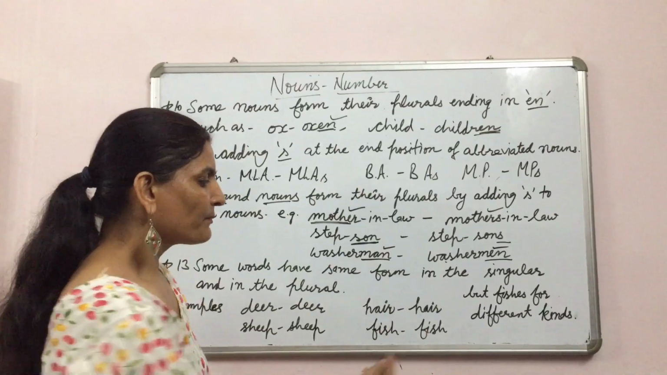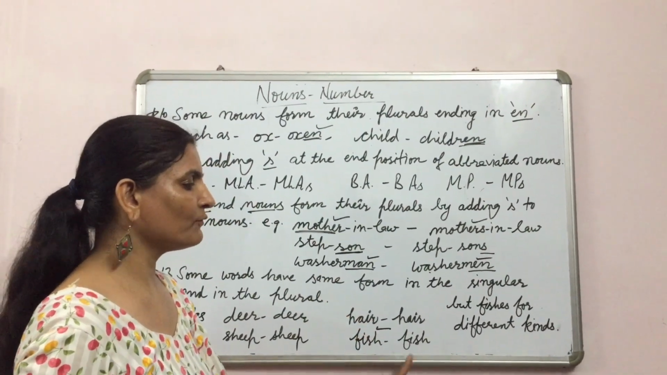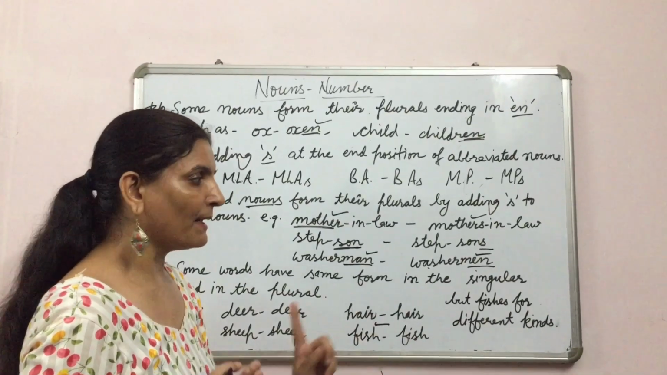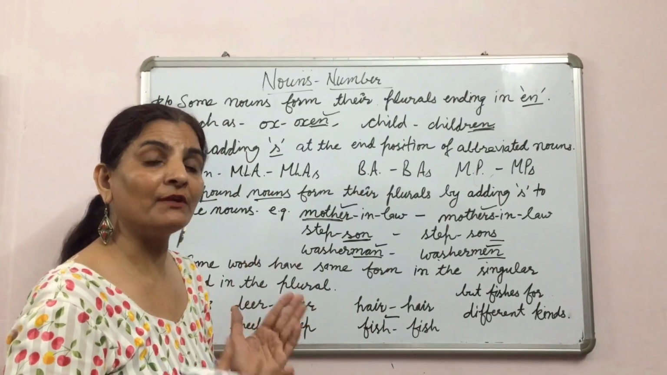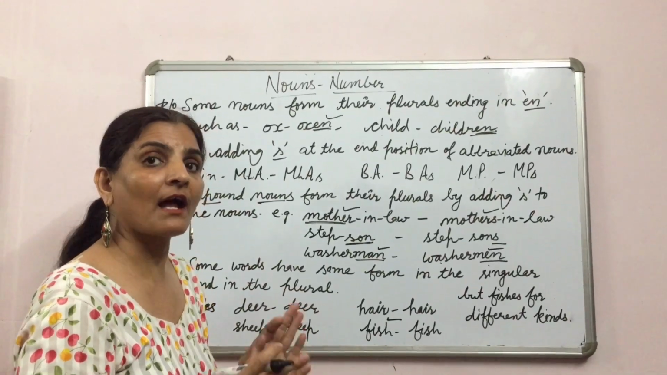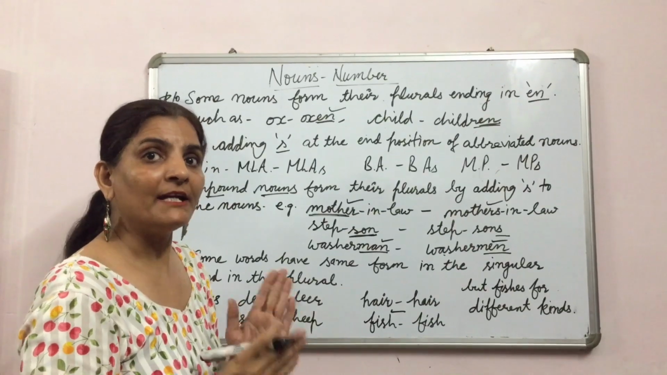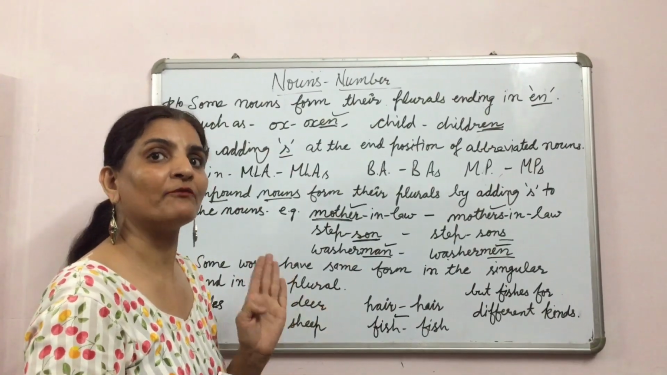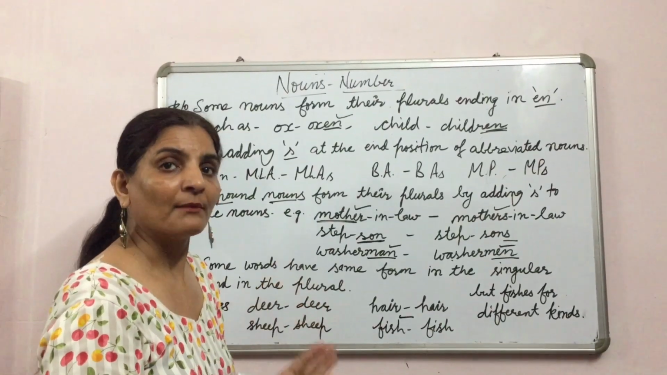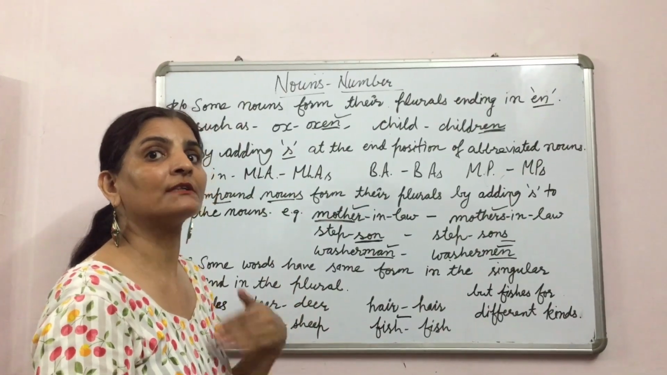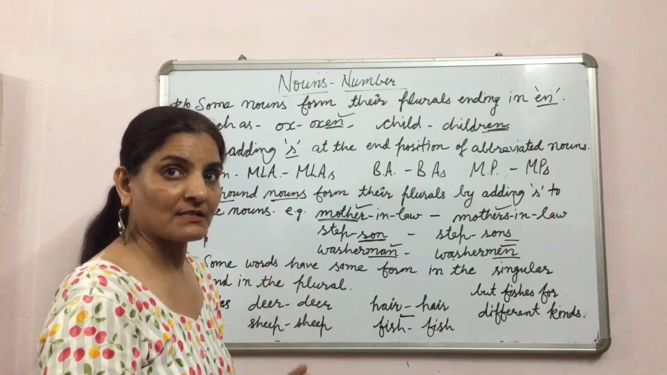Let us see here. For one we will use fish. For more than one we will use fish. But if we are talking about types of fish, then we will use fishes. There are many types of fishes, not fish then. If we are talking about one, then fish. If we are talking about 10, then also fish. But if we are talking about different types of, then we will use fishes.